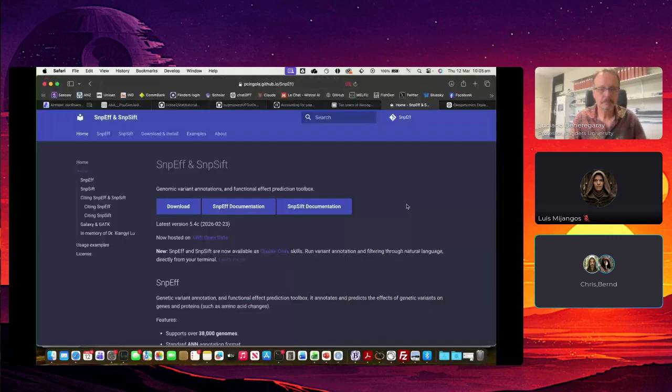I saw the question about SNPeff before. That's the software, the website for the software that we use to try to characterize different variants as to whether they have, or are likely to have, an impact on gene function, and it can do a whole heap of other types of analysis like that too. So it's definitely worth having a look at that.